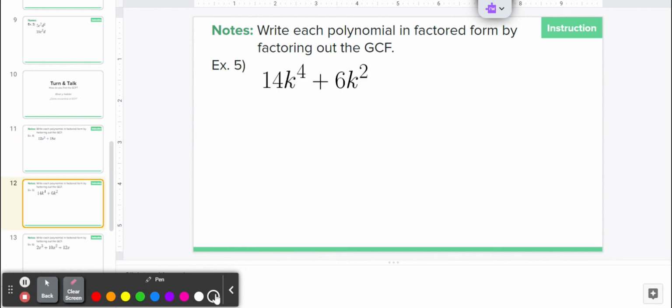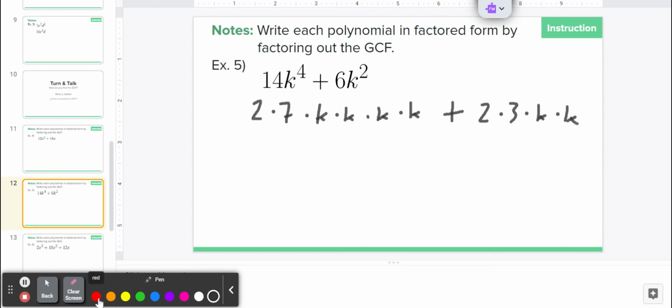Let's try this out on one more problem here. Again, pause the screen, try this yourself so you can have a good understanding and check it against mine. We are going to break down the 14 into 2 times 7. We can expand out the k. There's 4 of them. And we can break down the 6 into 2 times 3 and expand out the k as well.